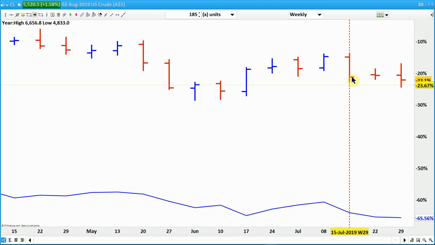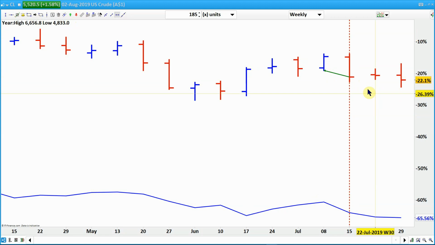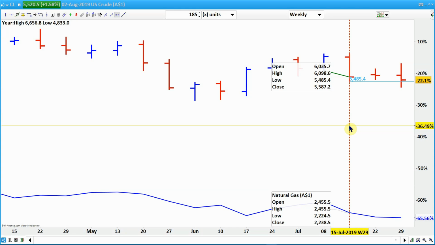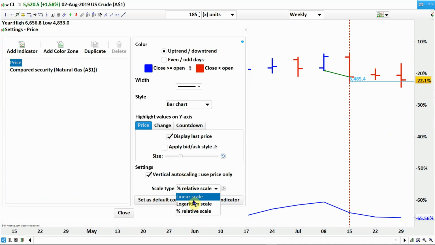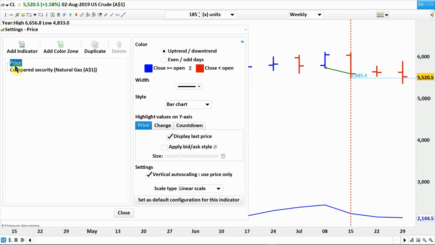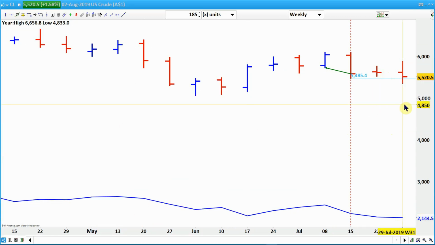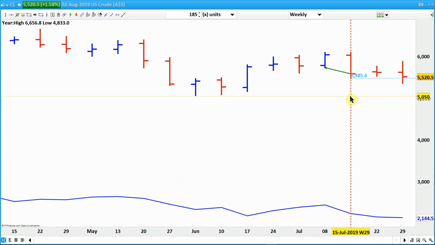So from here we can wait for this low to be taken out, which is not yet, 54.85 dollars per barrel. If I do this not in relative scale but in linear scale, the price of crude oil as of now is 55.20, but we need to wait for a close below 54.85, low taken out on a daily basis.